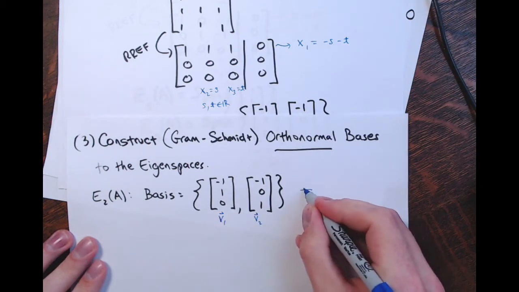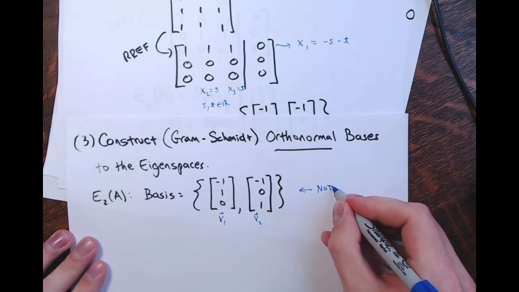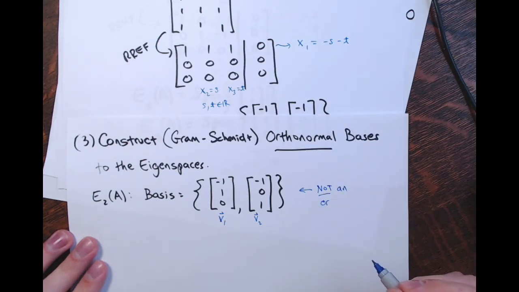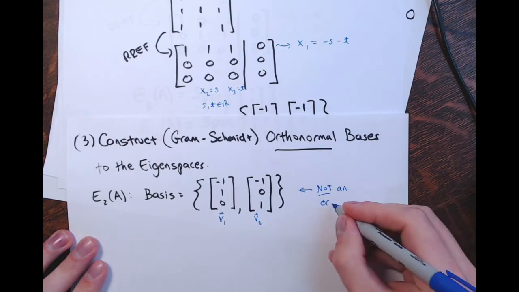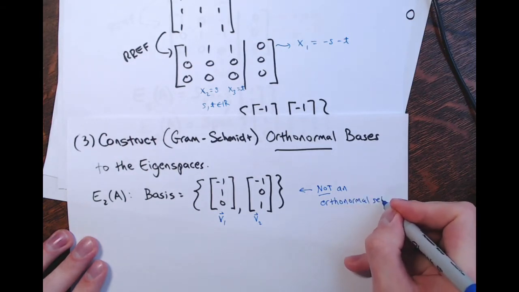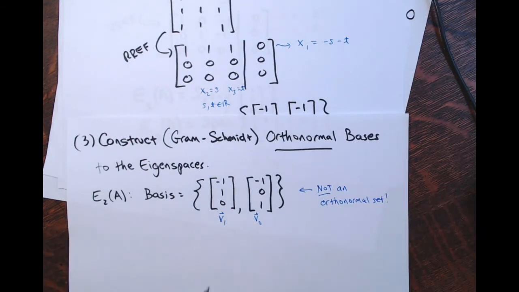Now, this is not an orthonormal set right now. If it were, I'd stop. I wouldn't have to do anything. But this is not an orthonormal set, because look, the inner product here is the dot product. They didn't specify any other inner product. The dot product of these two vectors is 1, not 0. So these are not even orthogonal, and they're definitely not unit vectors.